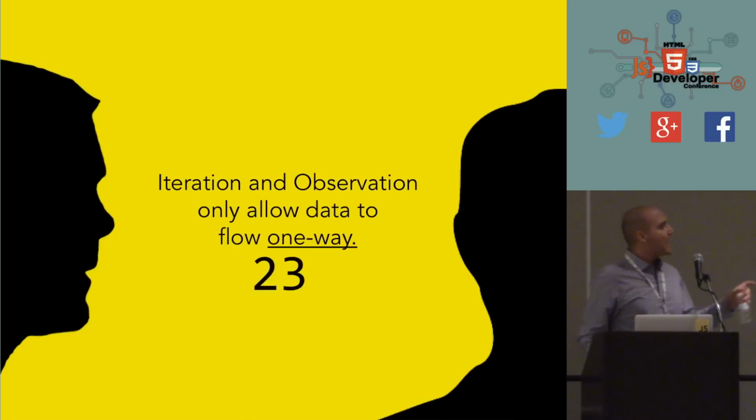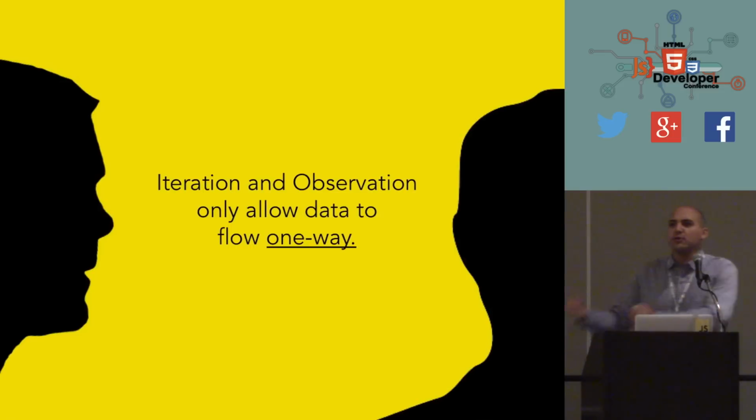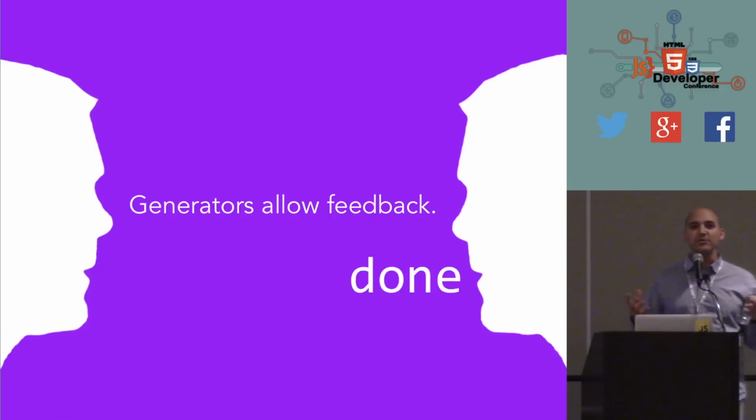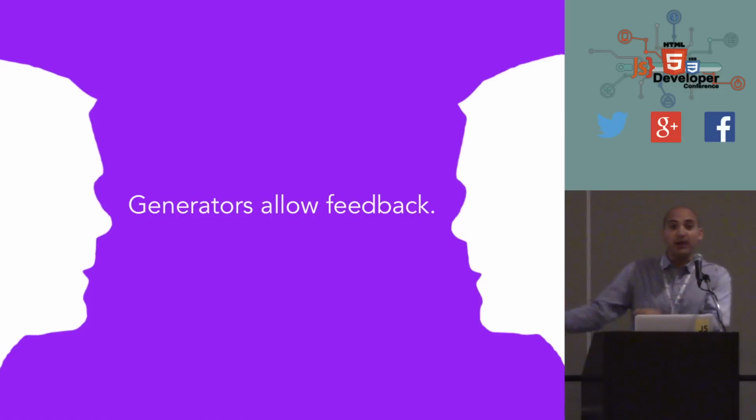So iteration and observation by themselves only allow data to flow one way. Either you're pushing data one way from a producer to a consumer, or the consumer is pulling data one way from the producer. But generators allow feedback. Generators are kind of like a way for two functions to have a long-running conversation. So check that out. You can pull a value out and then push a value back in. And that's actually the basic mechanism that's going to allow asynchronous programming to get a heck of a lot easier in JavaScript 7. And even in JavaScript 6.